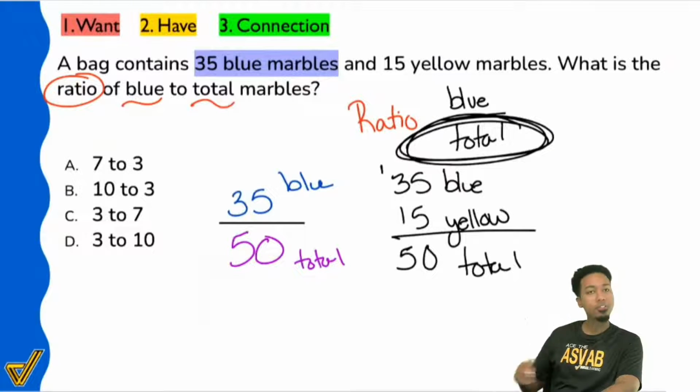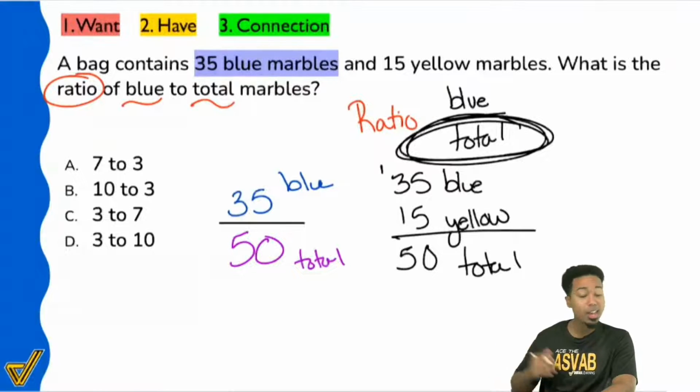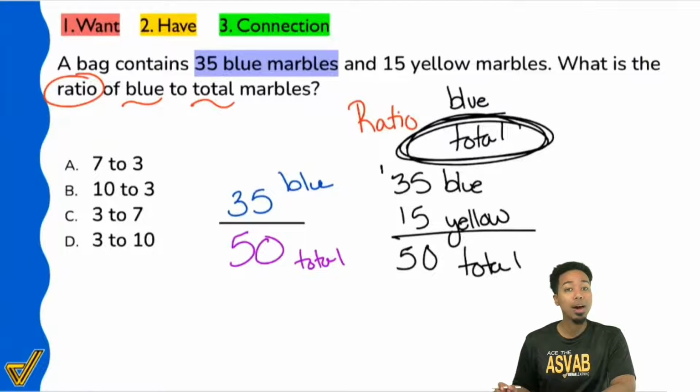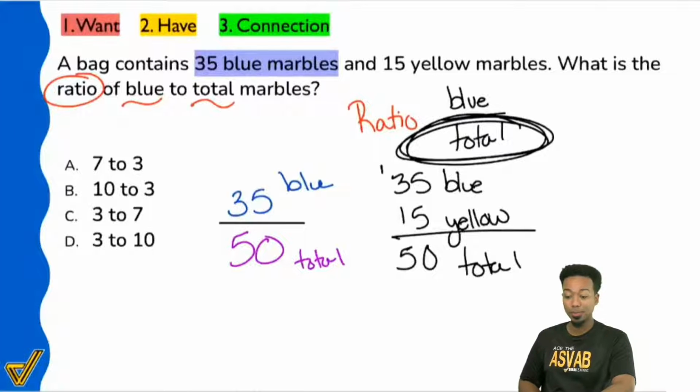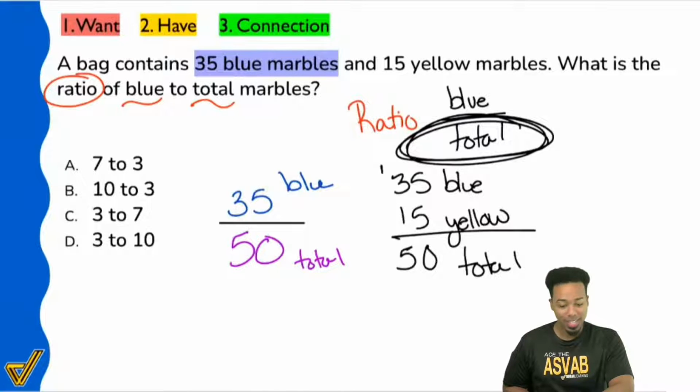We have 35 over 50. My party people, help me out. 35 and 50 are both divisible by what? Given that one of them ends in a 5 and the other ends in a 0, they're both divisible by 5. Exactly.